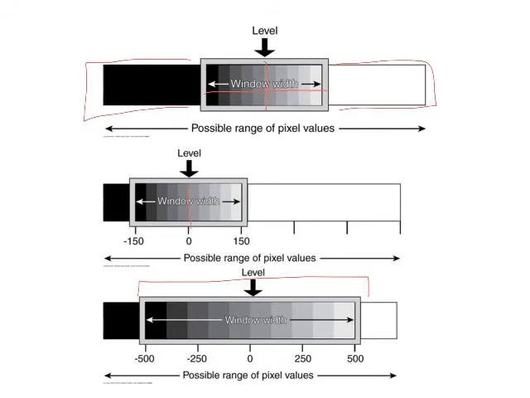If I have a really wide window width, I will see a whole lot of different shades of gray. If I have a really narrow window width, I'm going to be increasing my contrast.